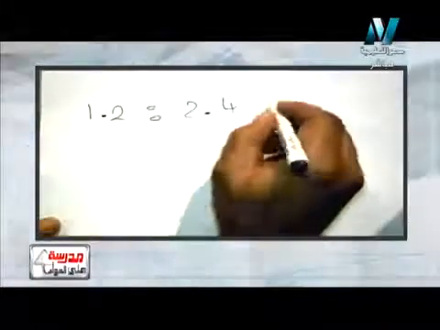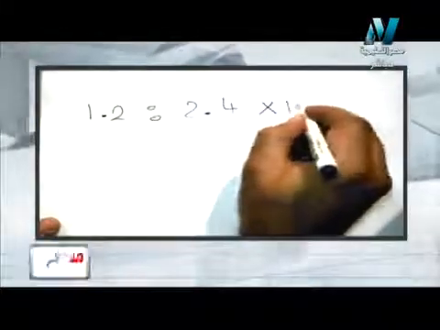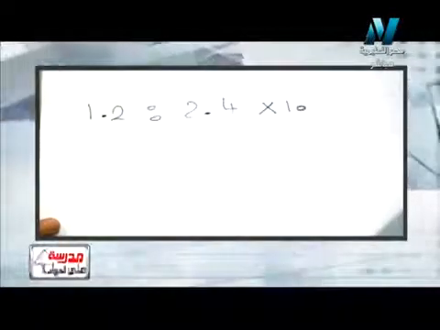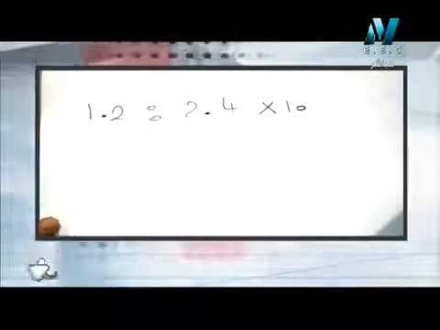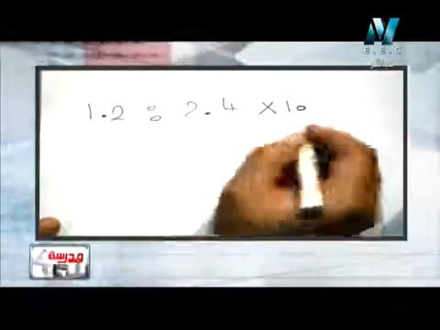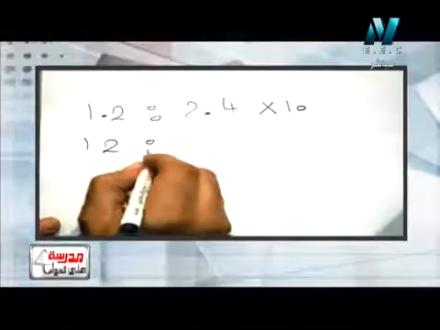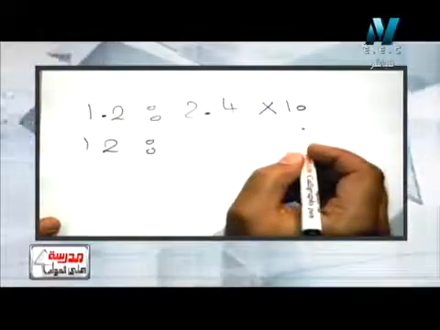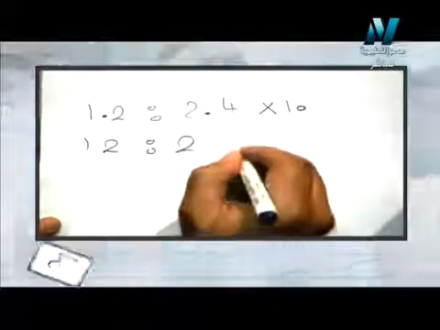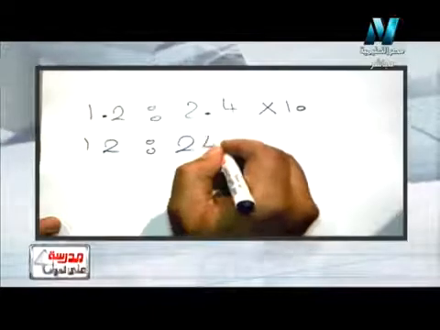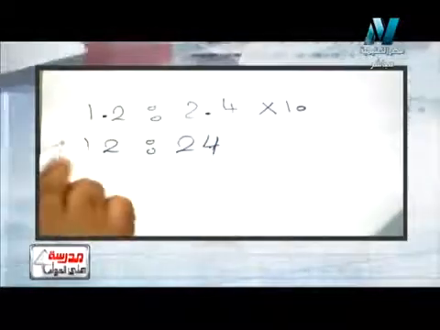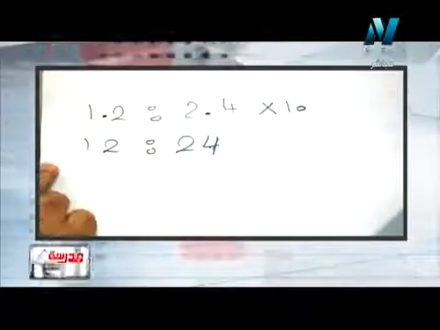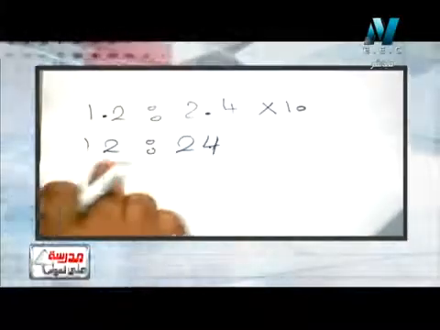So we can multiply them by 10. Why do we multiply them by 10? To cancel the decimal point. 1.2 times 10, the result will be 12. 2.4 times 10, the result will be 24. So we canceled the decimal point to get to the first idea. We have now 12 to 24.